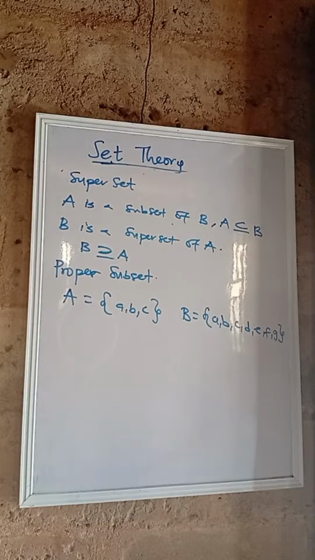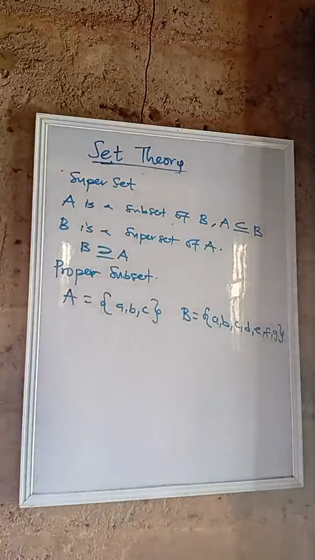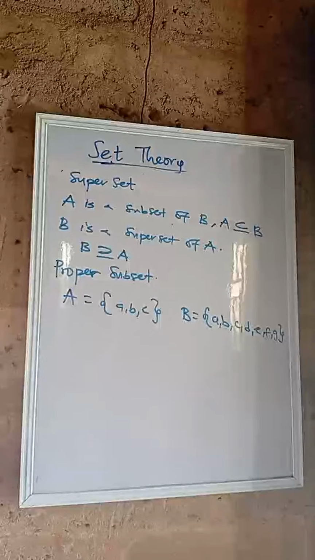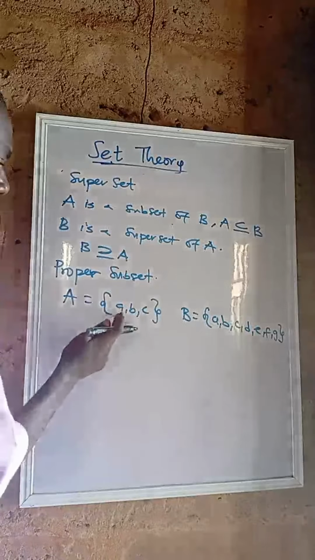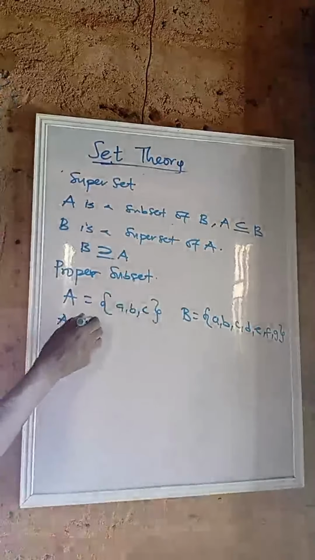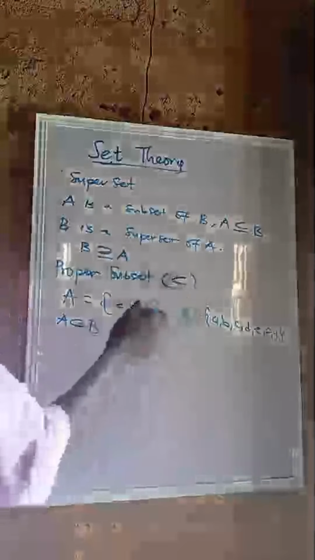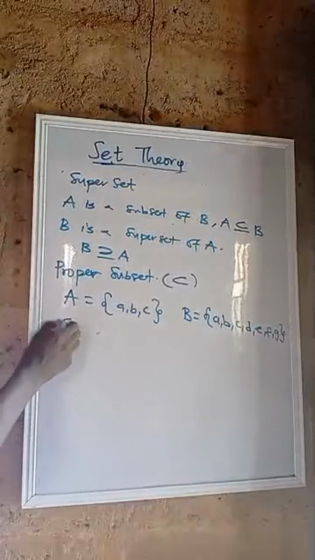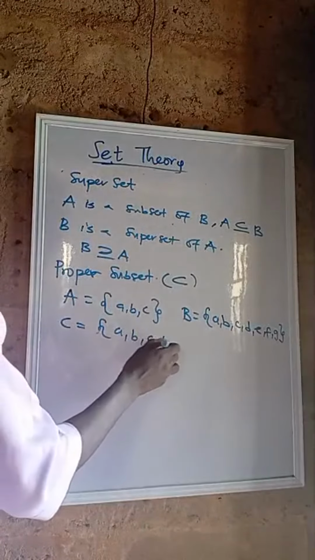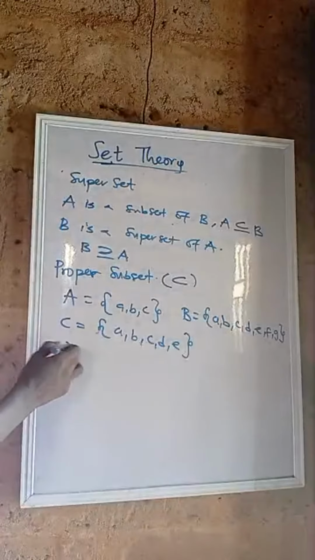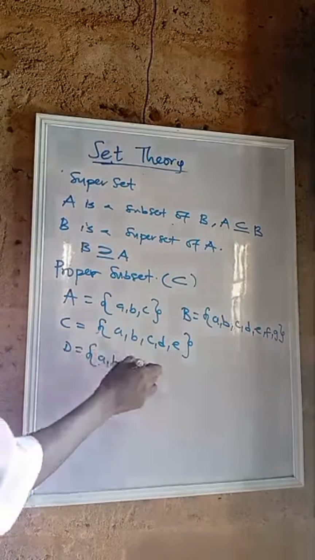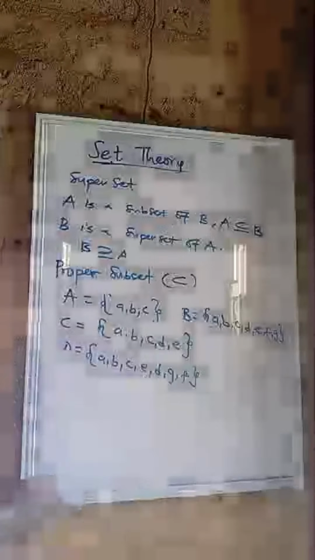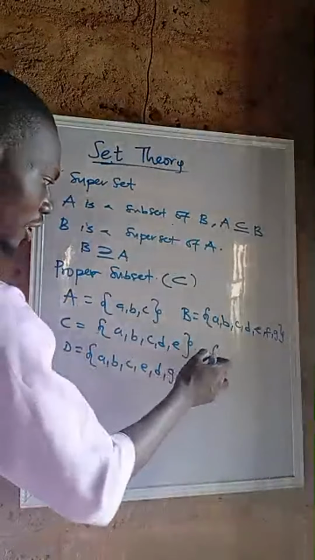But then for proper subsets, A will not be equal to B. Every subset is a proper subset of a set. The only one that is improper is the set itself. So meaning A, B, C is a proper subset. But subset will be like this. A is a subset of B. Let's say we have C to be A, B, C, D, E. And we have D to be A, B, C, E, D, G, F. And E to be this.